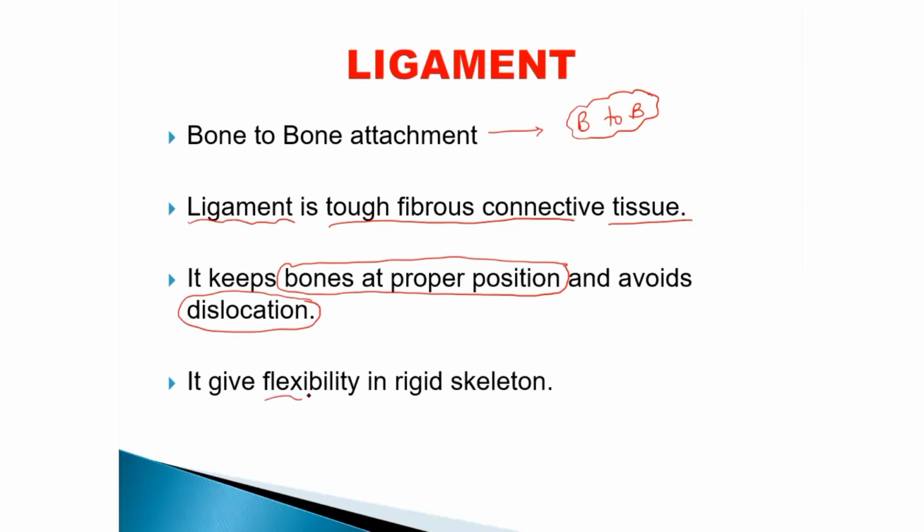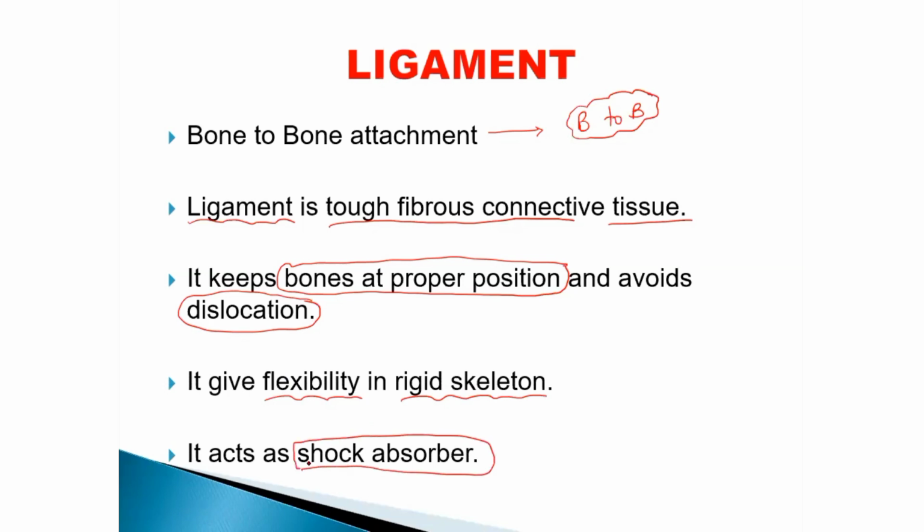What else does a ligament give? It gives flexibility in a rigid skeleton. It acts as a shock absorber. Most important part, a ligament is going to act as a shock absorber. So if I draw one bone and another bone, this is bone to bone basically. The attachment like this, what you can see, is nothing but the ligament, the one that provides attachment from bone to bone. So remember, B to B attachment is nothing but the ligament.